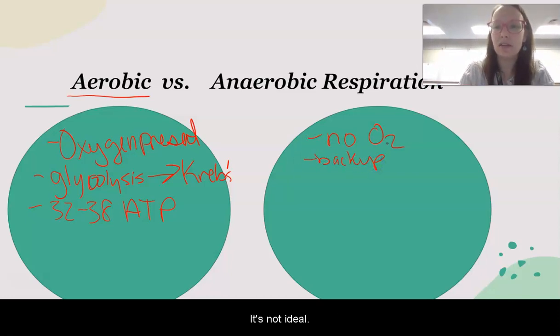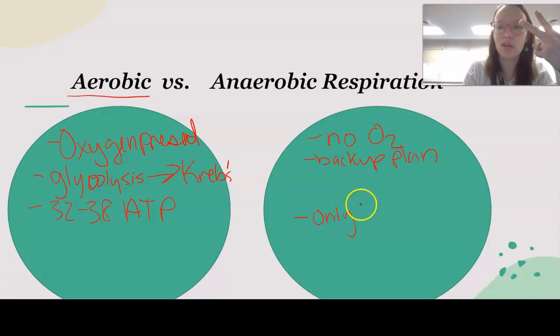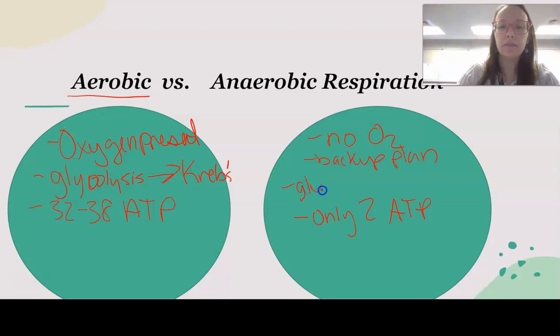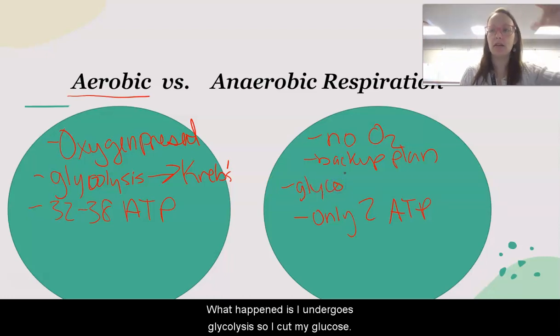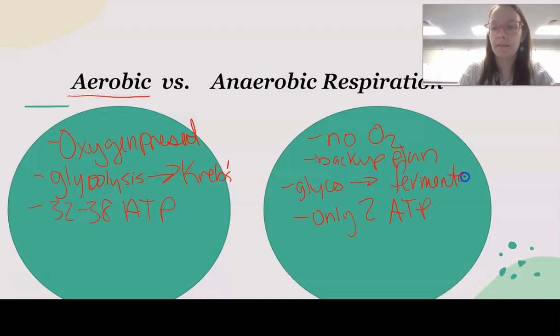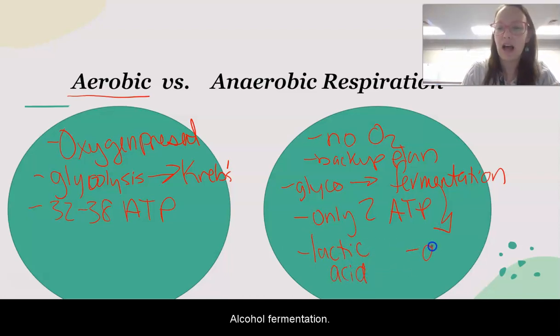With anaerobic respiration, this is sort of like the backup plan. It's not ideal because we're only going to get 2 ATPs out of it. So it's some energy. It's not a lot, but it's better than nothing, right? And in this case, what happens is I undergo glycolysis, so I cut my glucose, and then instead I go into fermentation. So there are 2 different types of fermentation. There's lactic acid fermentation, and then there's alcohol fermentation.